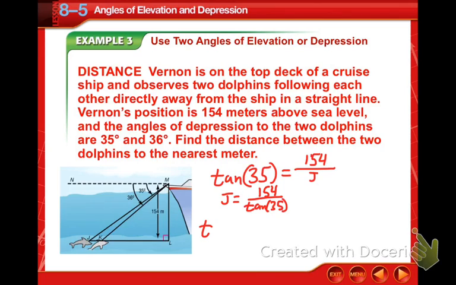Now for K, use the other angle, that's 36 degrees. Still 154 as our vertical height. So that means that K is equal to 154 over tangent of 36. Now, let's say we're trying to find the distance between, we'll call that X. So let me label that in the picture. X here is this distance. Okay? So that means our X.